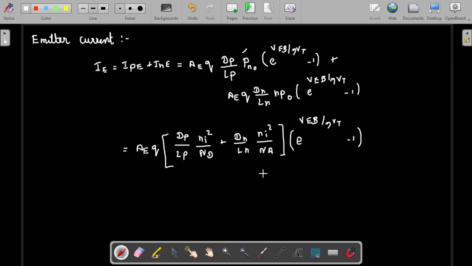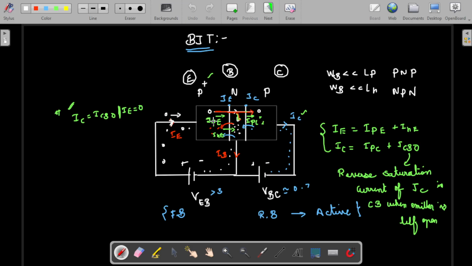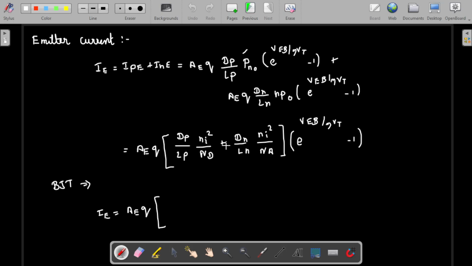So what we can do is generalize these things. This is completely the diode equation, and we are going to change it for the BJT. So IE will be equal to AEQ times dP. What does P mean? P is nothing but this one. We can compare this with the base region's quantity. As we know, this is a minority charge carrier, right?